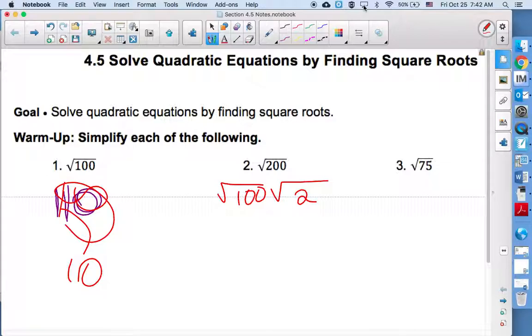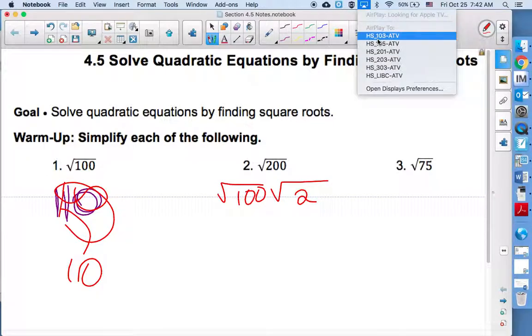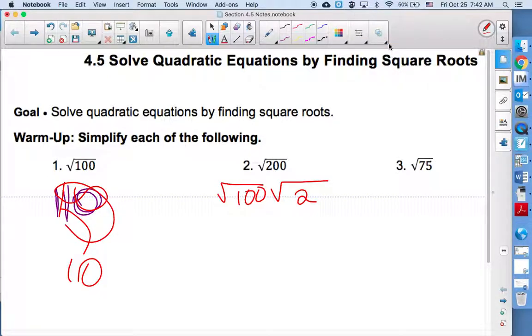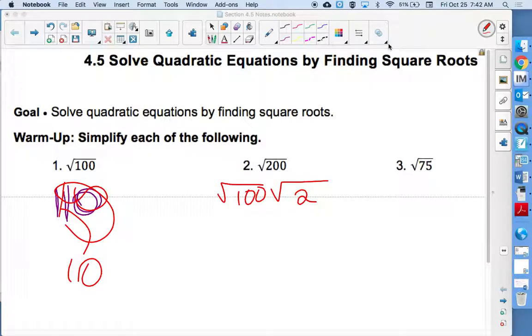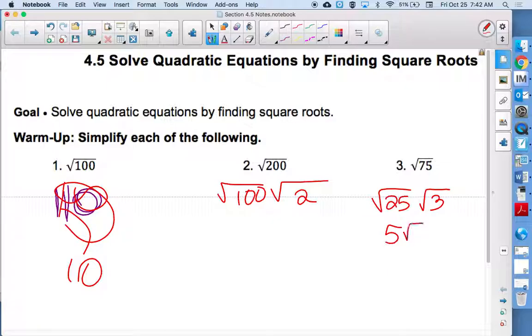And then the last one, the square root of 75. So Chris, if we have the square root of 75, you could break it up into square root of 25 times square root of 3. Yeah, so 25 is your perfect square, 3 is that leftover piece. And then that becomes 5 square roots of 3. So that's called simplifying the radical.